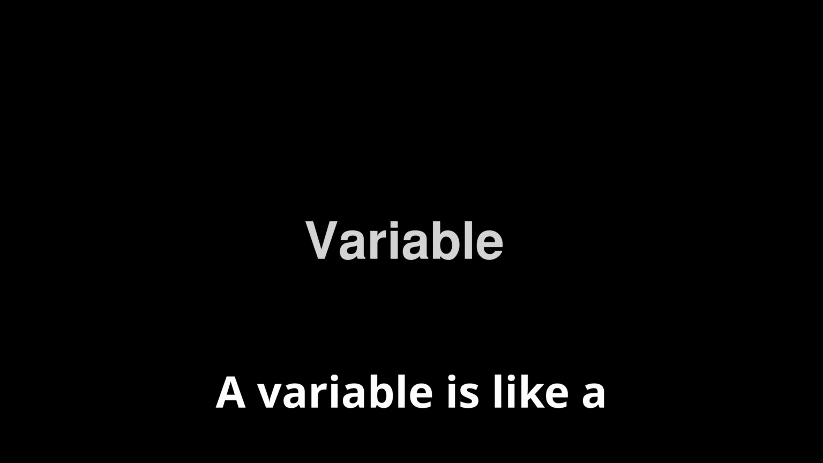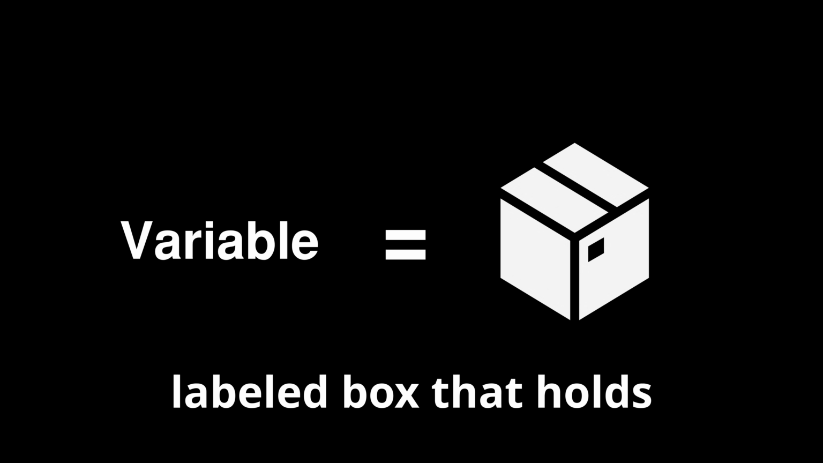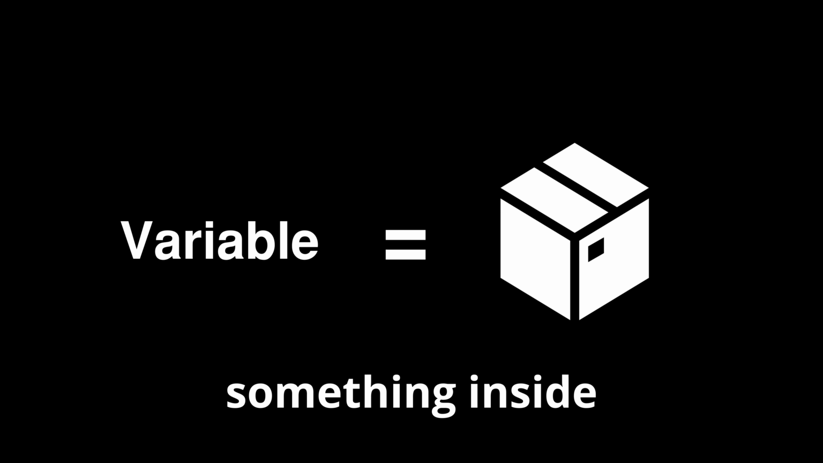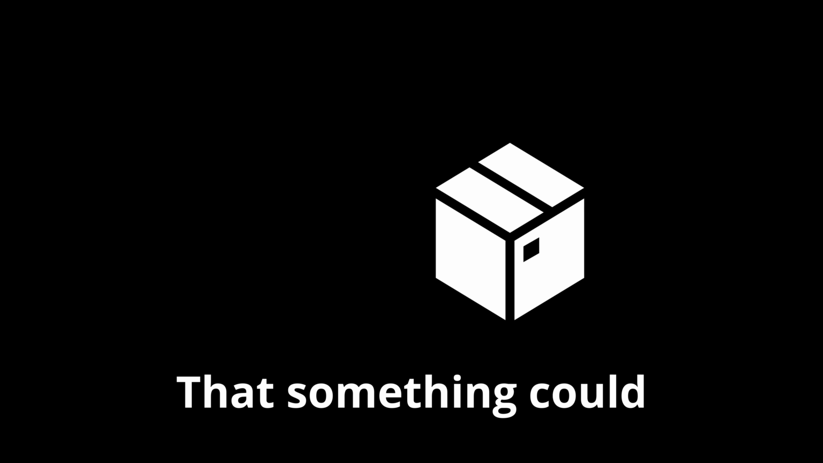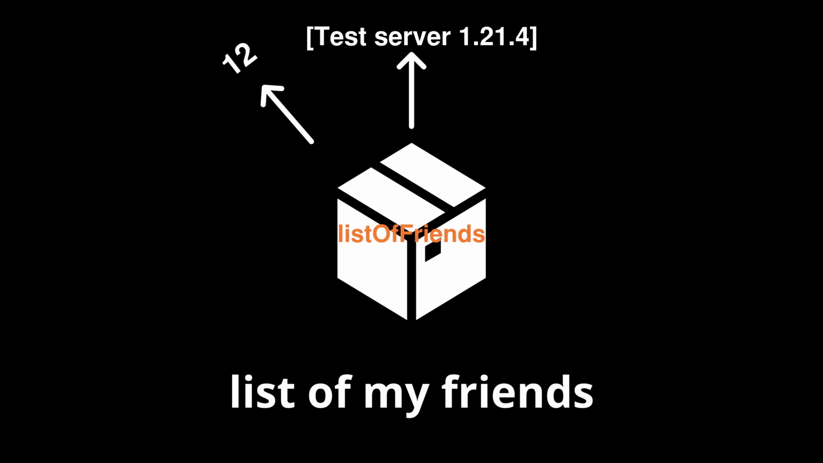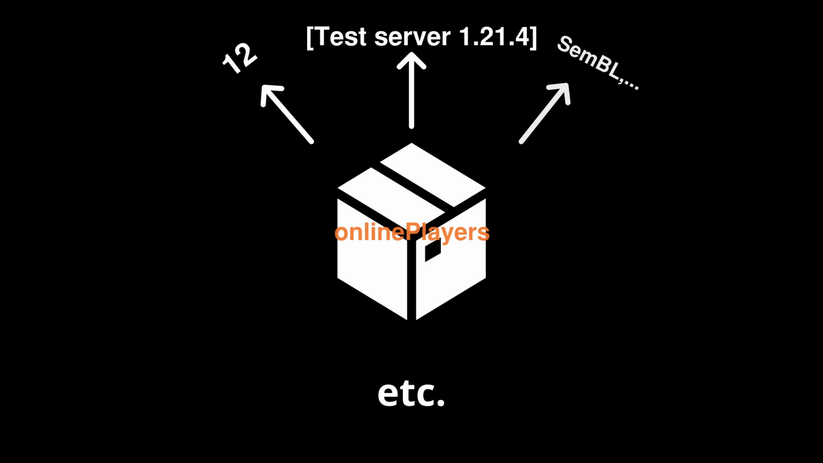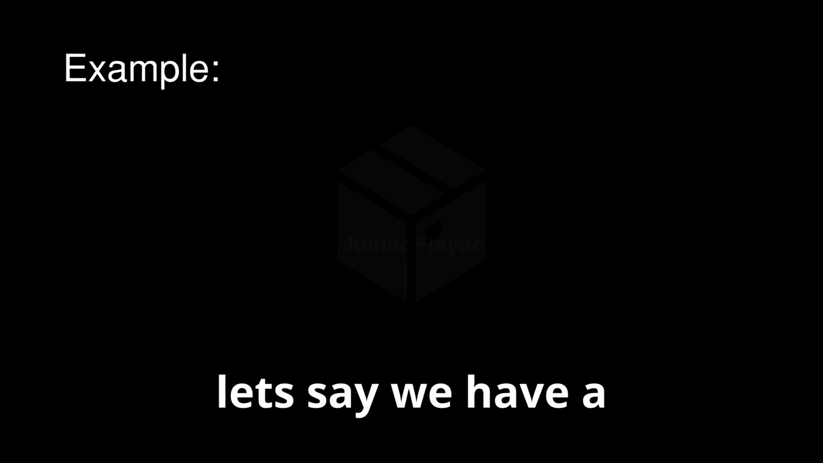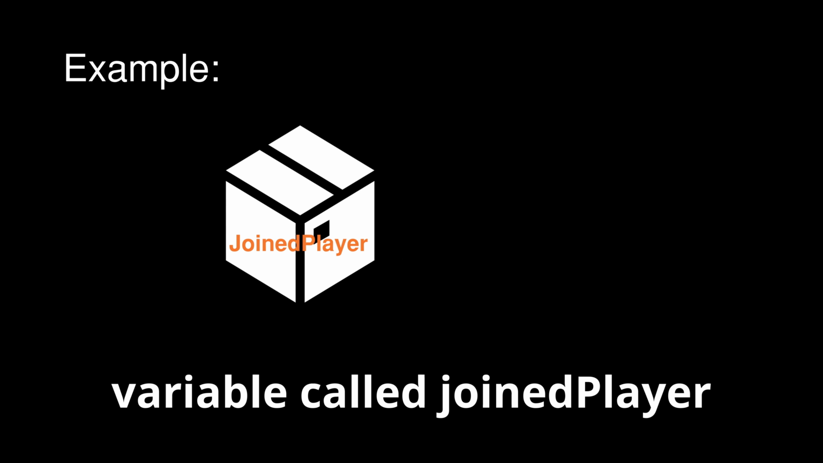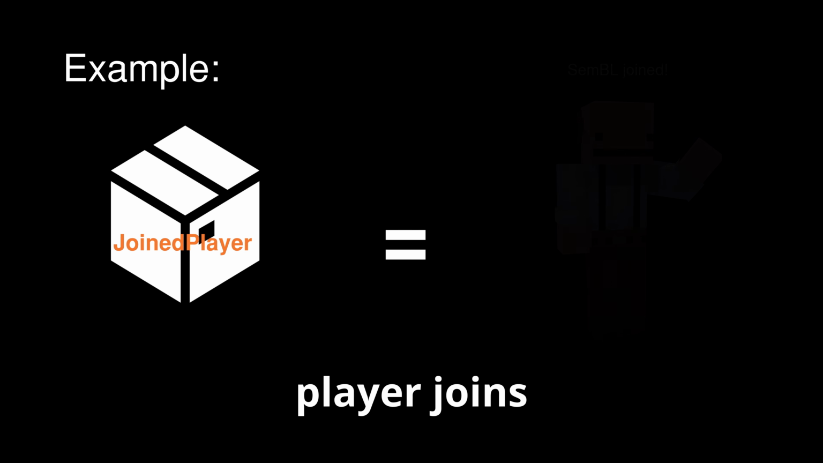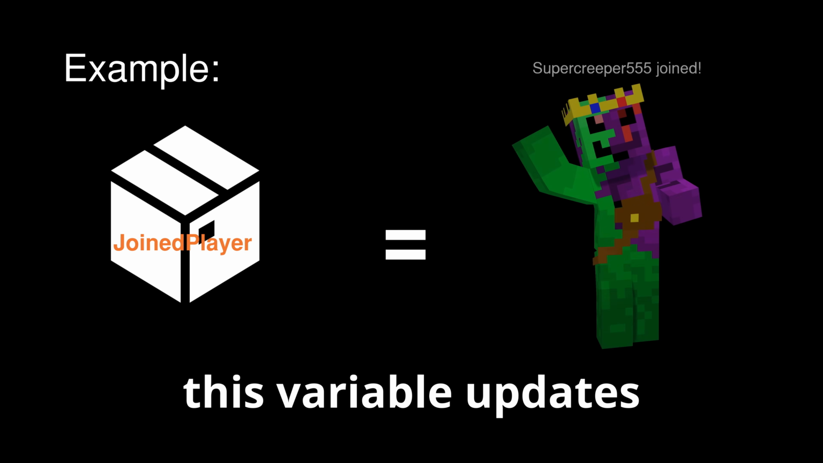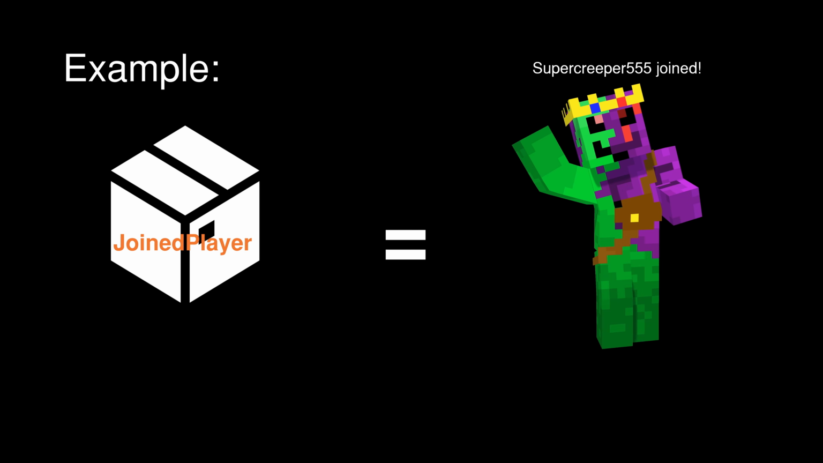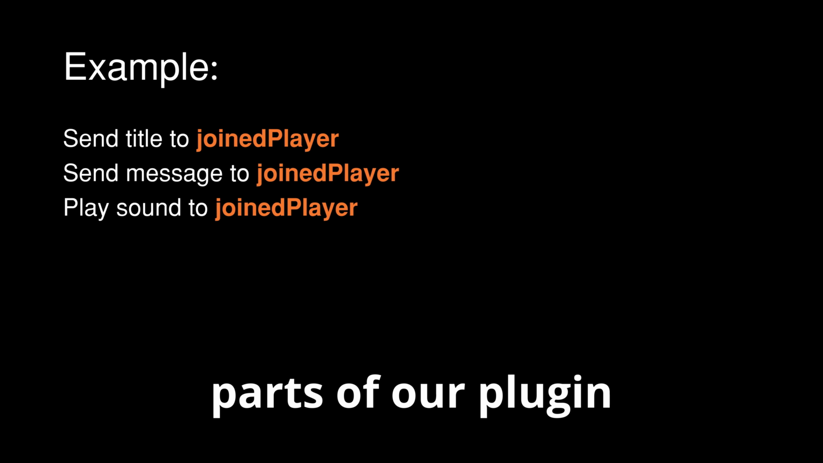A variable is like a labeled box that holds something inside. That something could be a number, a list of my friends, players, etc. Example: let's say we have a variable called joinPlayer. Every time a player joins, this variable updates with the joined player. That way, we can use it in different parts of our plugin.